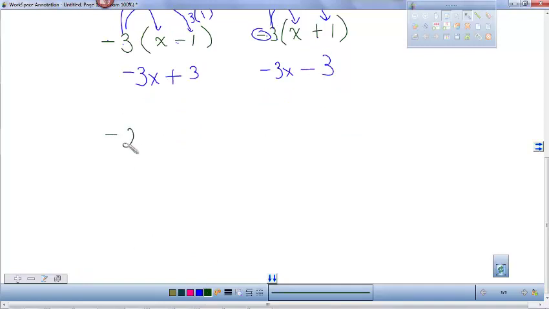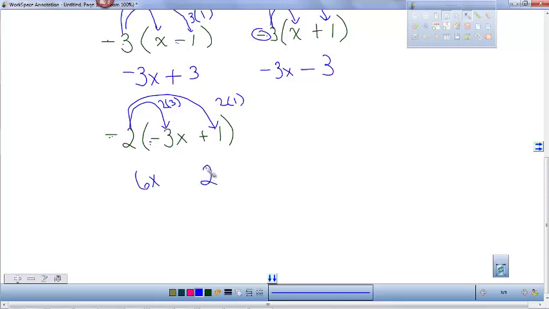If I do negative 2 times (negative 3x + 1). So right here I have 2 times 3. I get 6x, and it's going to be positive because two negatives make it positive. And then here I have 2 times 1, which is 2. Then I look, I have a negative and a positive. So one negative makes it negative.